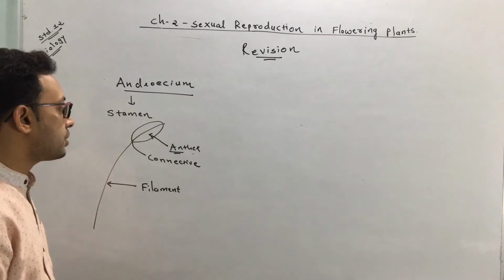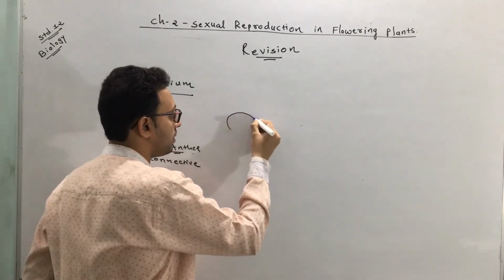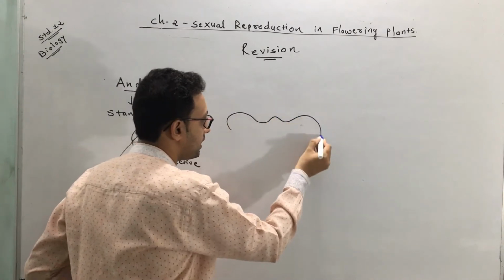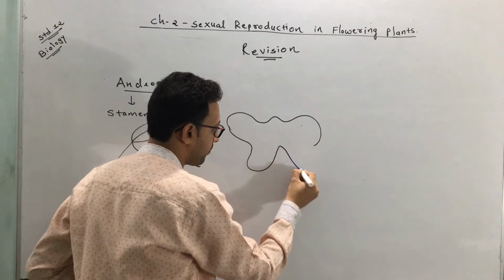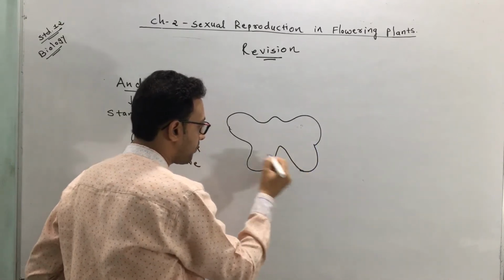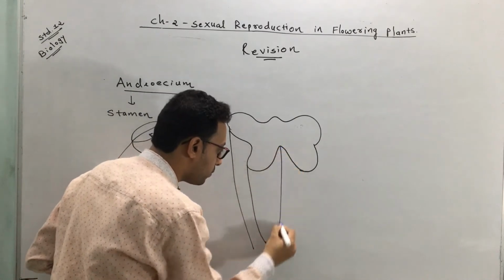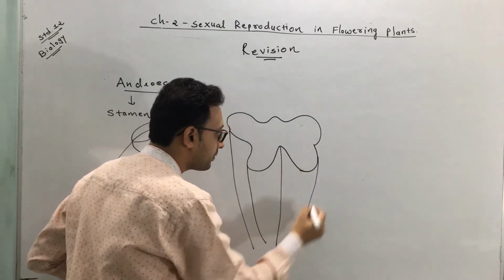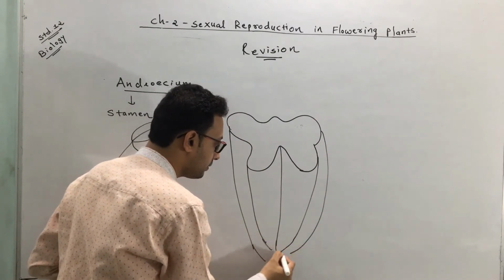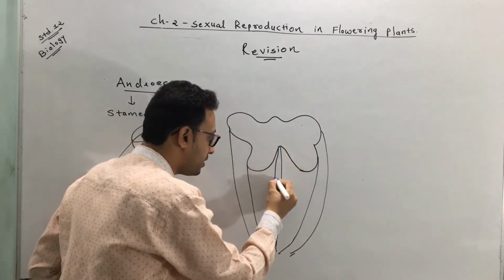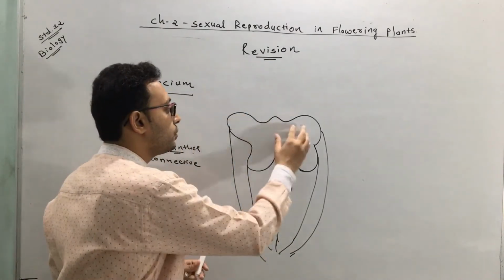When you see the internal structure of the anther, if you take a transverse section, the anther will look like this. See, these are the parts of an anther. What does it look like? Clear? The longitudinal groove is running throughout it. Okay, this is how it looks.